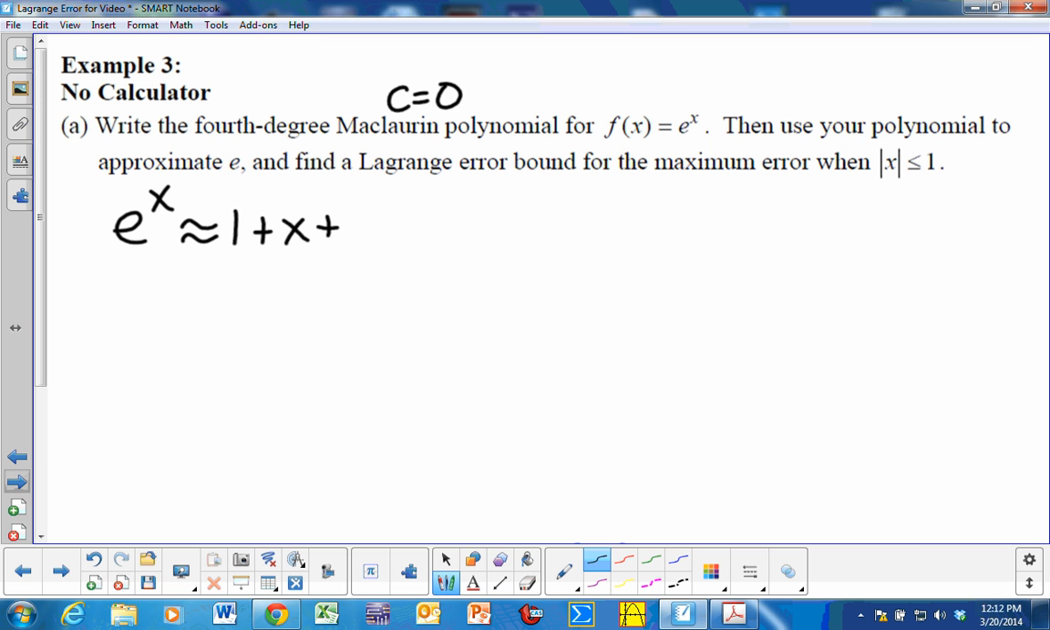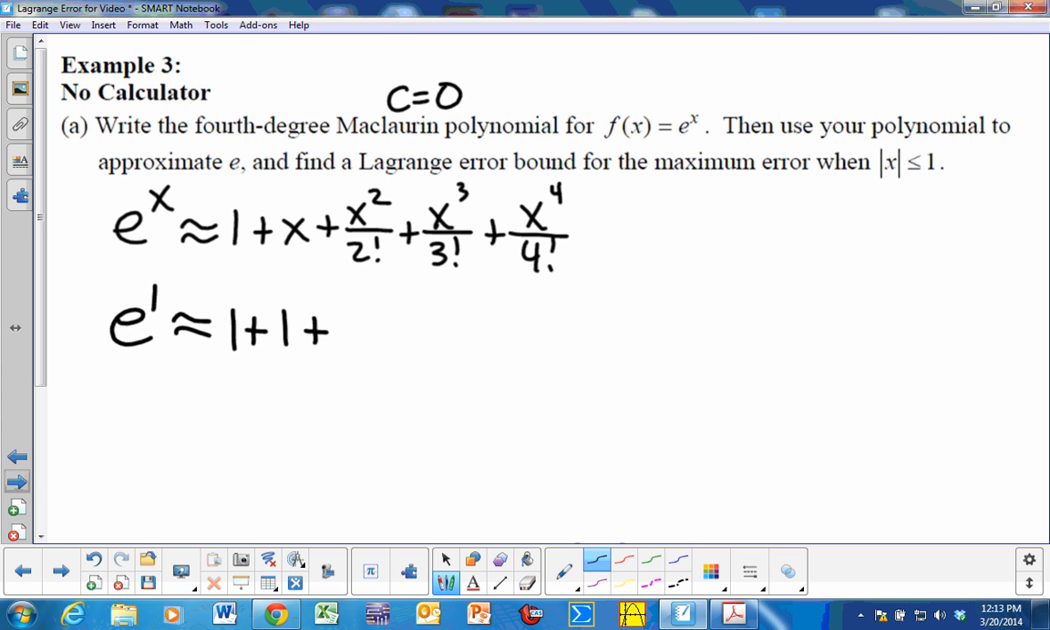So that's 1 plus x plus x squared over 2 factorial plus x cubed over 3 factorial plus x to the 4th over 4 factorial. Got to go all the way till you get an x to the 4th to get the 4th degree polynomial. Then they want to use that polynomial to approximate e. Well, if we're approximating e, that means x is 1. It's e to the 1st. So we know e to the 1st is approximately 1 plus 1 plus 1 over 2 plus 1 over 6 plus 1 over 24.